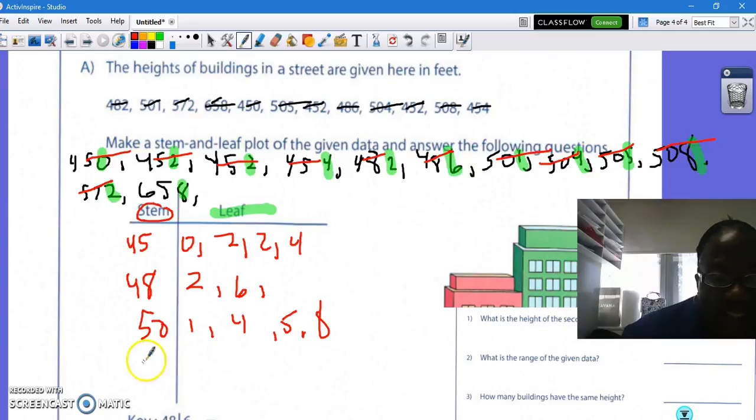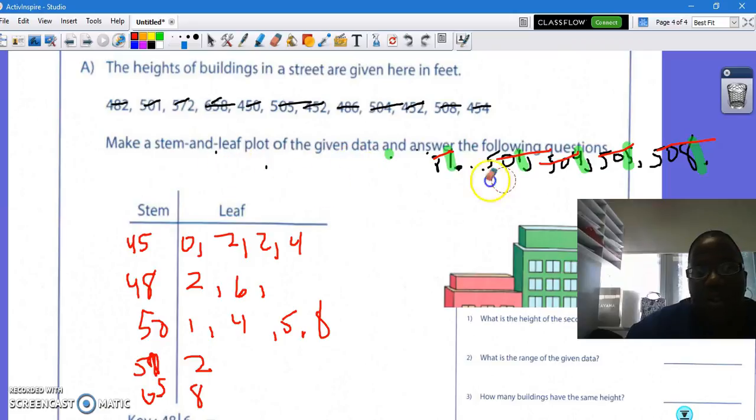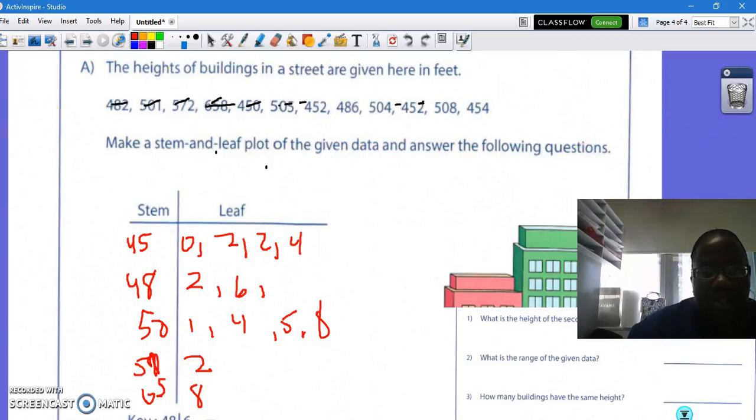Okay. And then let's see. Our next one is 57. So that's 572. And then 65, and that would be 658. Just making sure I had all my numbers. So now I'm all good to go up there, and just so I can get this out of the way and cleared, because we don't need this part anymore. Because now all we have to do is answer the questions.